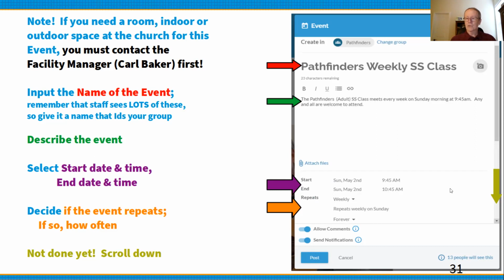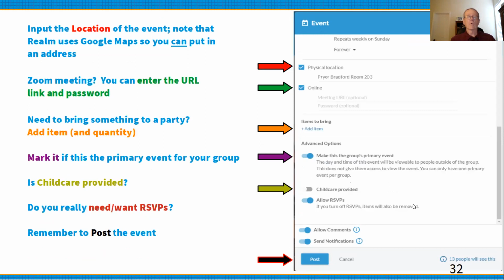Not done, because there's more information. You can see over here on the far right, you scroll down, you've got more information. So we talked about the facility. If you've got the facility reserved, you can go in and enter that location. But let's suppose you're going to have a Christmas party at somebody's house. You could put in their address, and it will show. This actually interfaces with Google Map. You can also enter online information. We believe this is very secure. So the only people who can see this are people in the group.